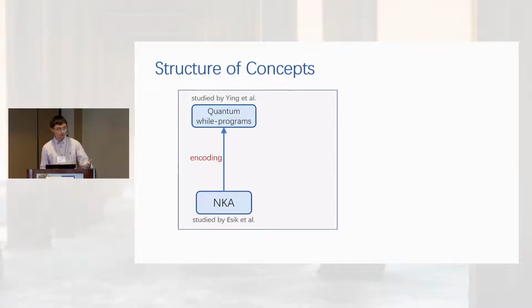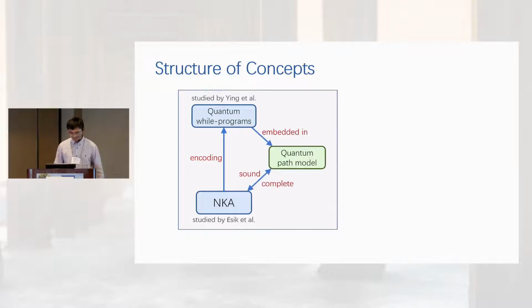Here, we give an overview of this talk and all the technical details. We start with encoding quantum while programs via NKA. As you can see, all these concepts are previously studied and well known in some small fields. We basically provide the link between these concepts, which is called the quantum path model. The quantum path model is a sound and complete model for the axioms of NKA. And the denotational semantics of the quantum while programs are embedded in the quantum path model, basically saying that what you derive in the quantum path model can be mapped back for the quantum while programs.